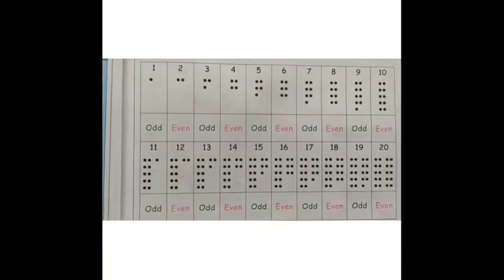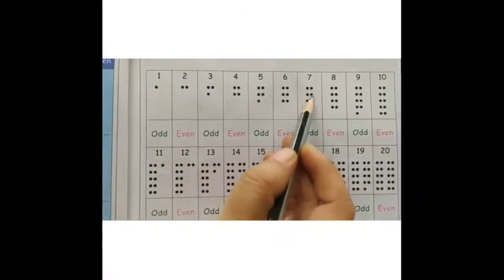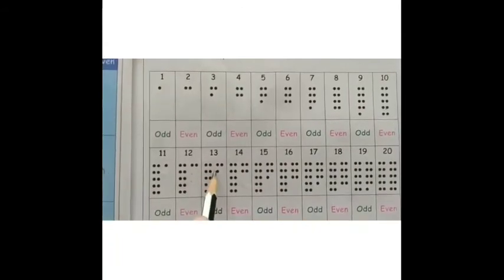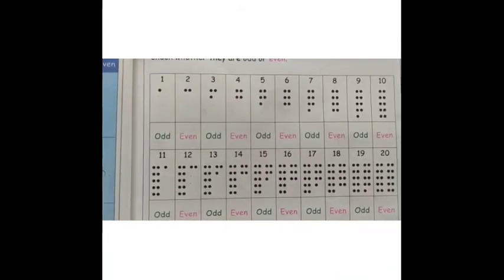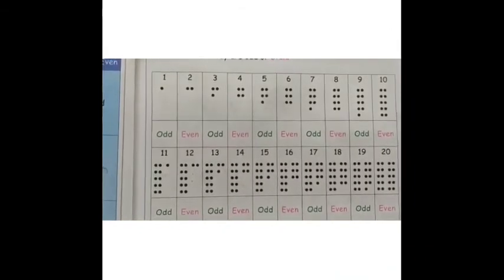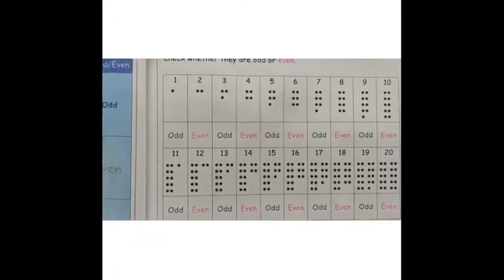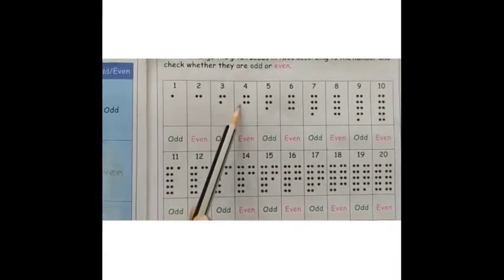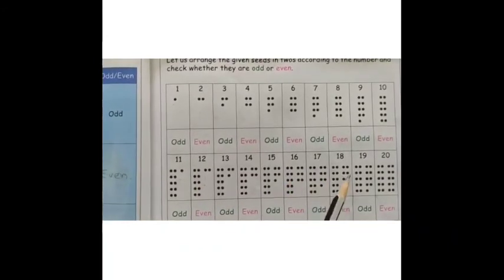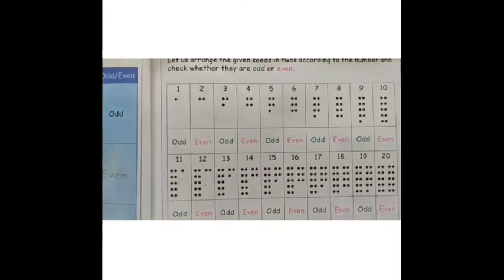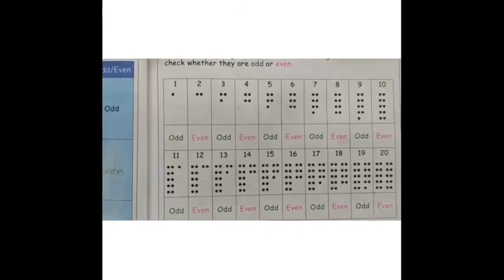From the above table, we can conclude that the numbers 1, 3, 5, 7, 9, 11, 13, 15, 17, 19 and so on have one set of seeds that cannot be arranged in twos, and they are called odd numbers. The numbers 2, 4, 6, 8, 10, 12, 14, 16, 18, 20 have all the seeds arranged in twos, and hence they are called even numbers.